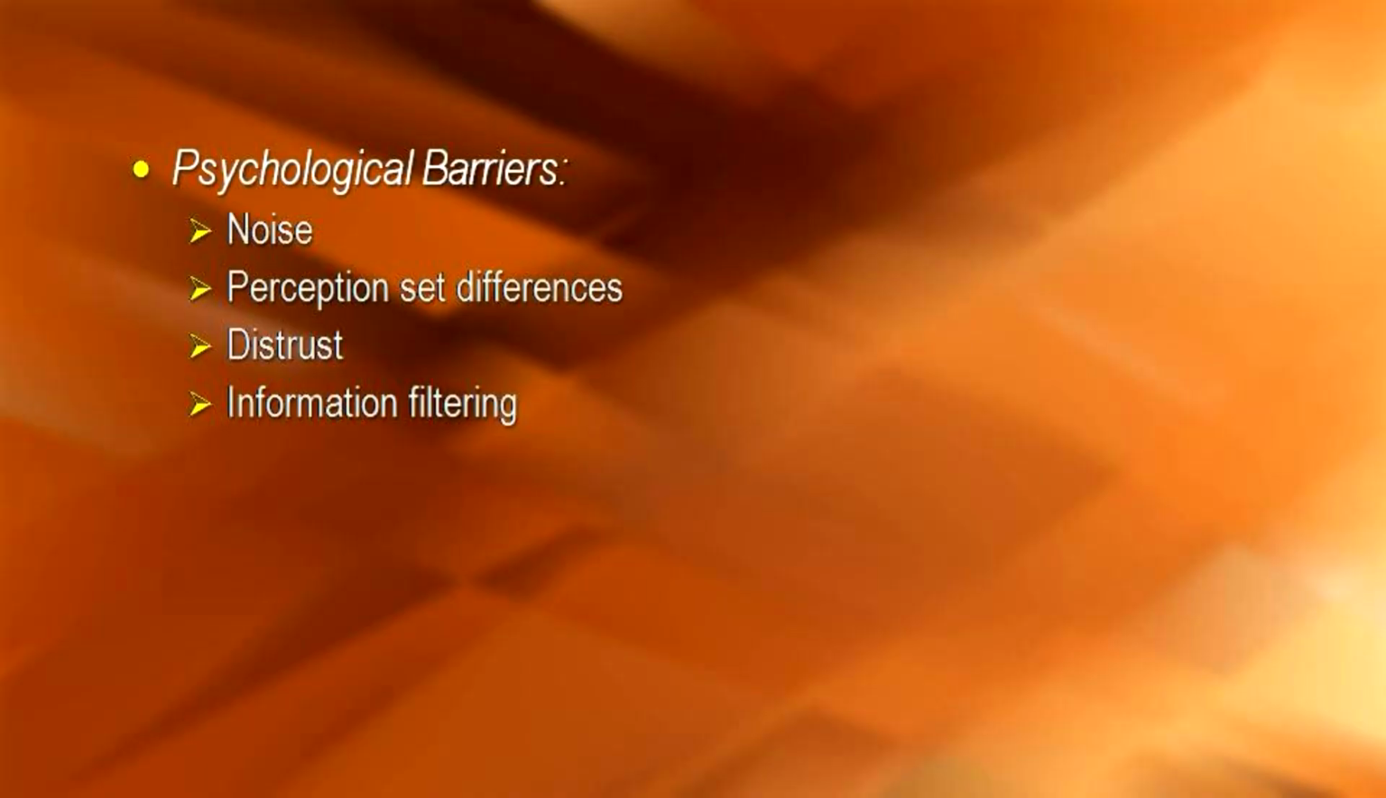So this is another psychological barrier. If you do not trust a person, you would not like to entertain, or you would not remember what he or she said, or you would not want to entertain any sort of communication from this person. The fourth psychological barrier is information filtering.